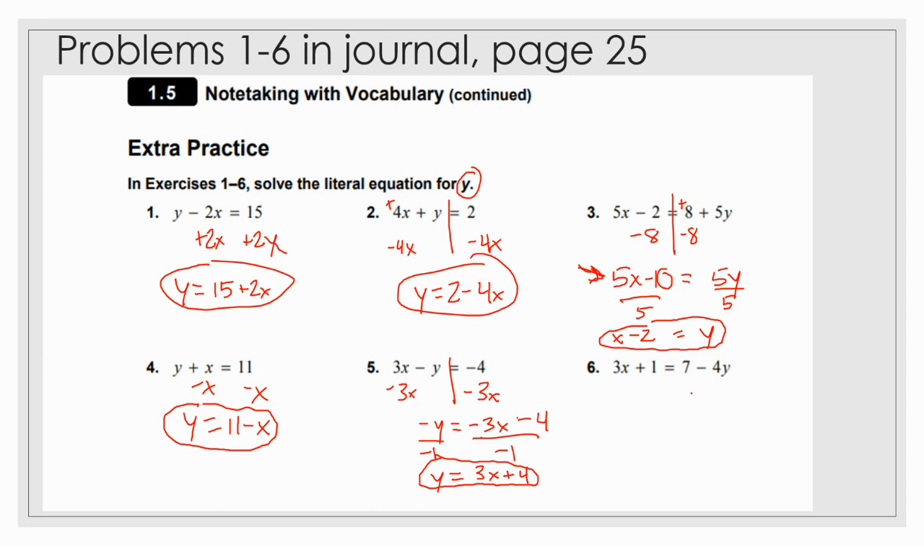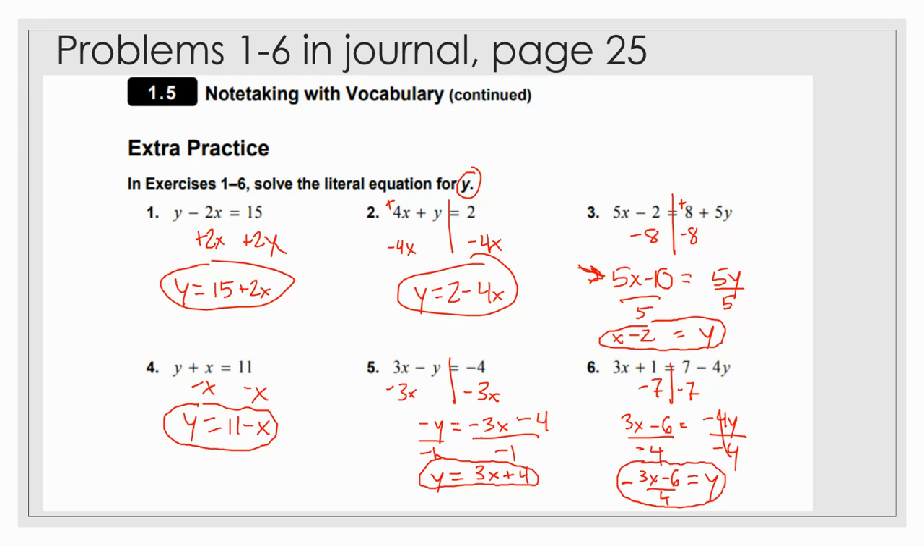Okay, last one, solve for y. You should have subtracted 7 and got 3x minus 6 equals negative 4y. Okay. And from here, we would divide by negative 4, and we get y equals, this negative sign can go now out front, but it's fine if you left it on the bottom, 3x minus 6 over 4. Or you can leave it on the bottom.